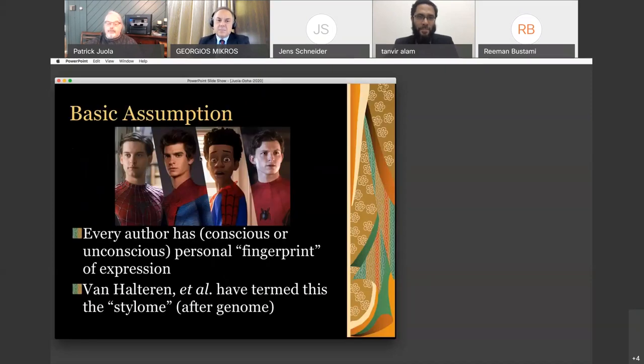And the basic assumption is that every author has a conscious or unconscious personal fingerprint of expression. So everyone can try to do the same things, everyone can try to say the same things, but they can't be the same. And some researchers, such as Hans van Halteren, have termed this the stylome. It's like the genetics of style.